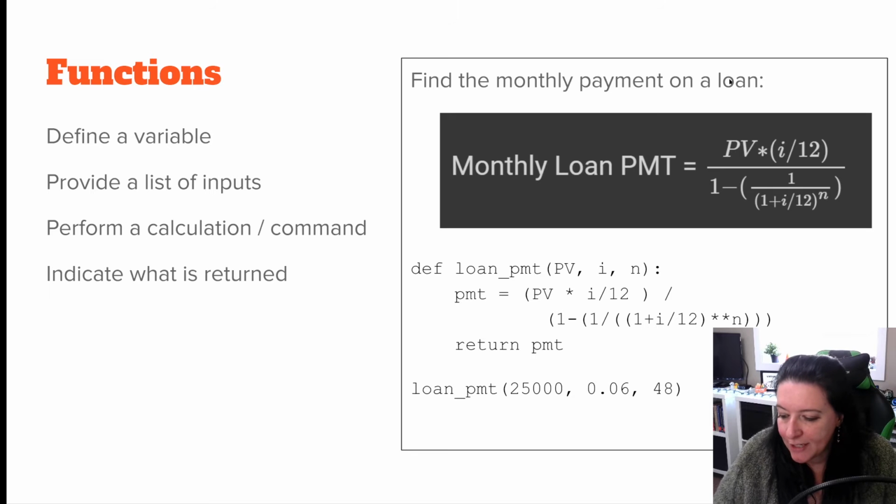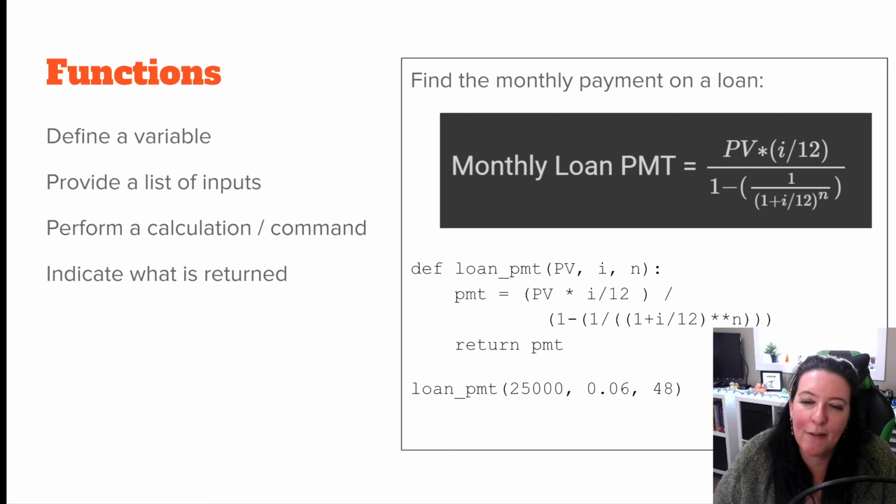So a function defines a variable, a calculation, and then we provide a list of inputs. What you see here on the right is code to define loan payments. We want it to calculate how much the loan payments are, and we need to provide a list of inputs. The inputs are going to be the present value, so how much is the loan, I, that's the interest, and then N is going to be the number of payments.